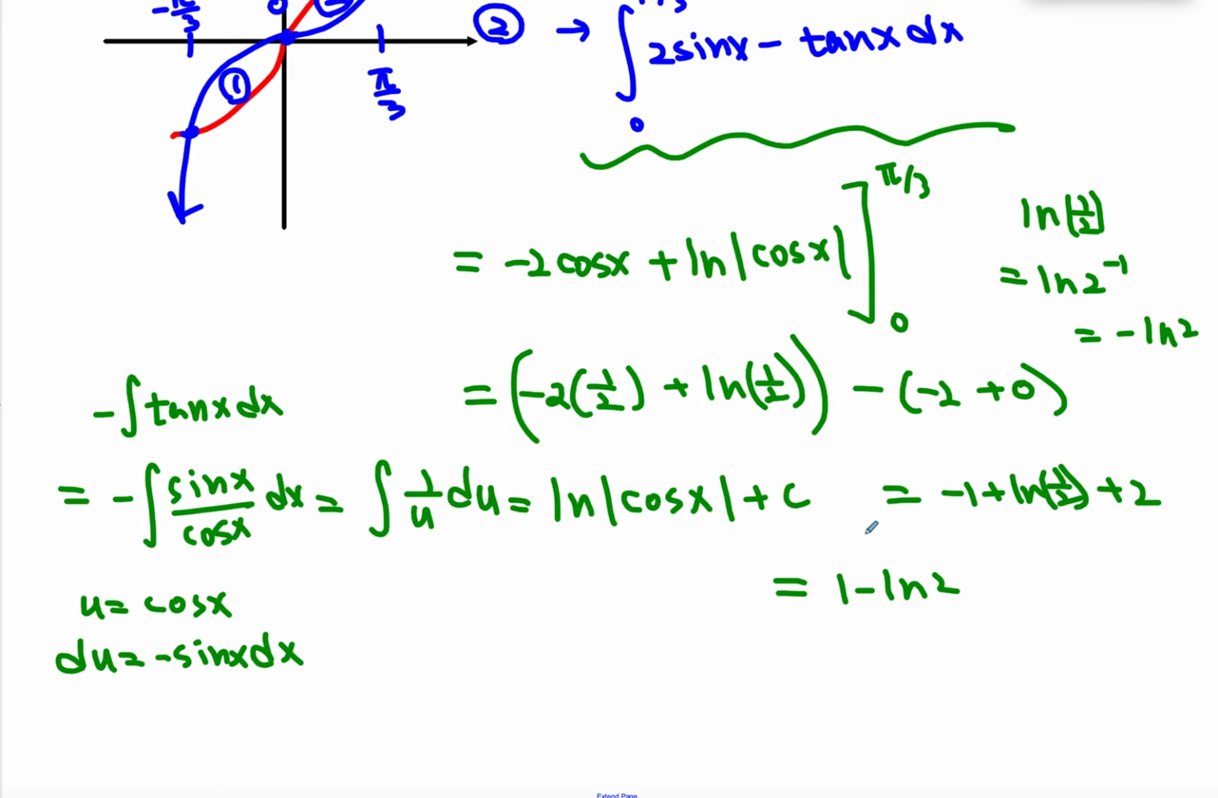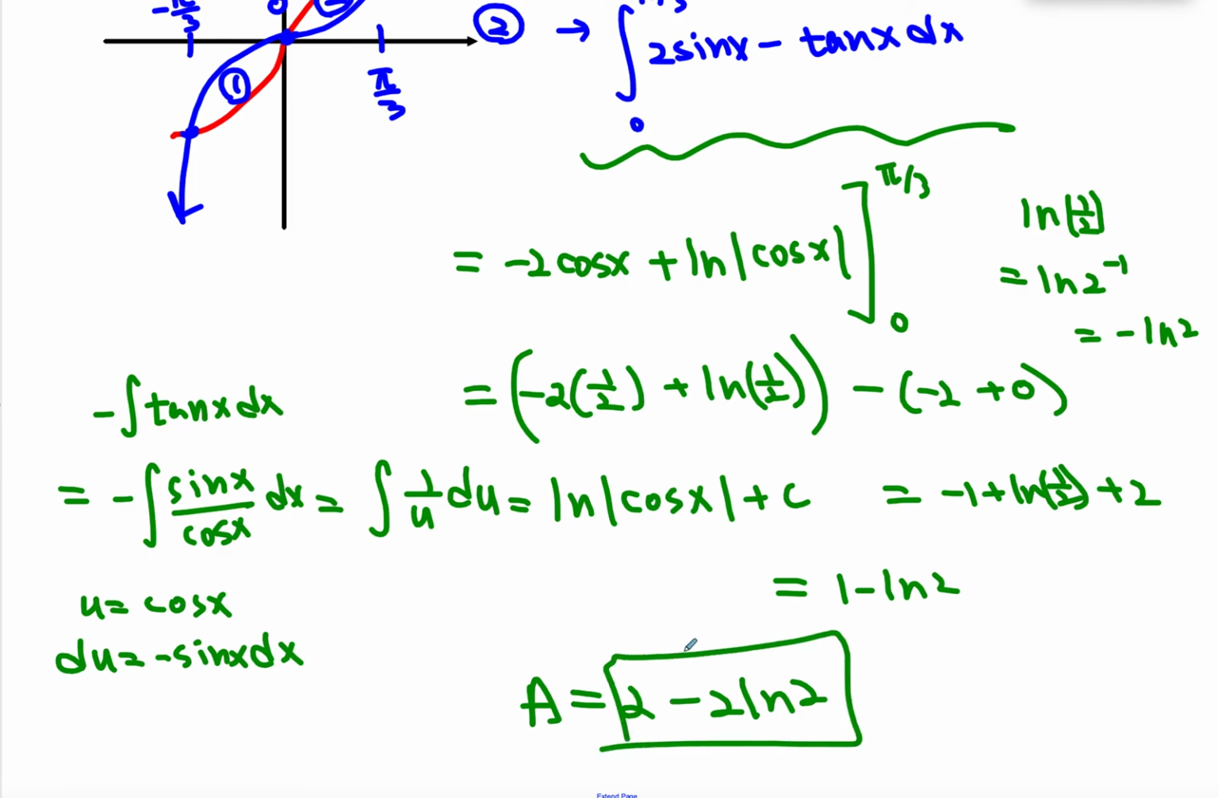So now, this is the area only for one of them. Then what will be the area for both? Combined together, it will be double of that, which is 2 minus 2 ln of 2, and that becomes our final answer. Alrighty, let's move on to the next problem.